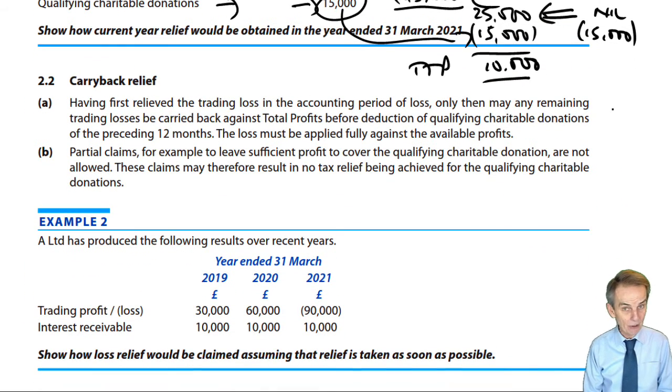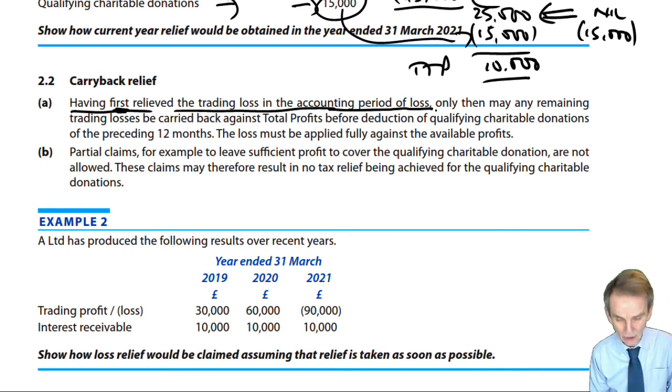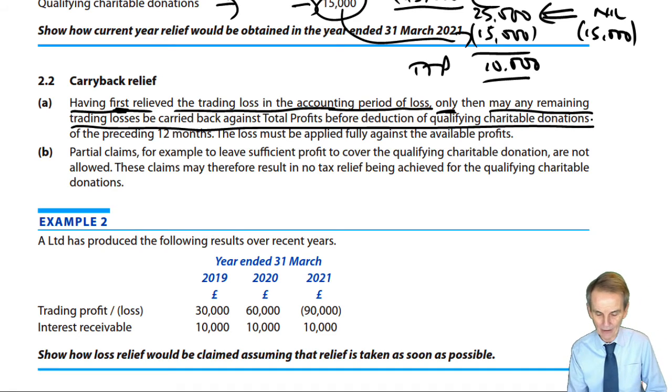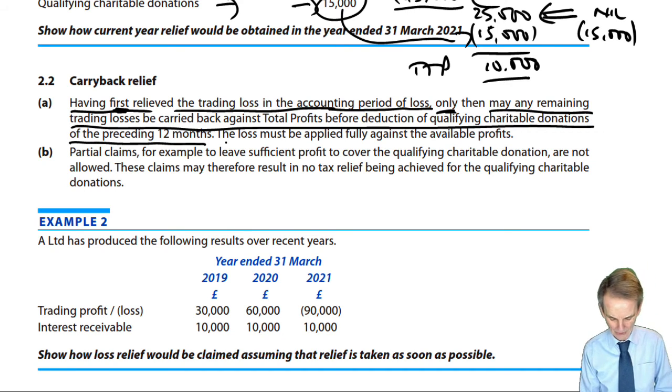Let's remind ourselves about the carry back relief. Having first relieved the trading loss in the accounting period of loss, we keep calling it the current period there, only then may any remaining trading losses be carried back, again against total profits, which again, as ever, is before the deduction of qualifying charitable donations, and the carry back is of the preceding 12 months. Usually that is just to the previous accounting year end, but it's very specifically a 12-month carry back, as we'll see more about in our next lecture in this chapter.